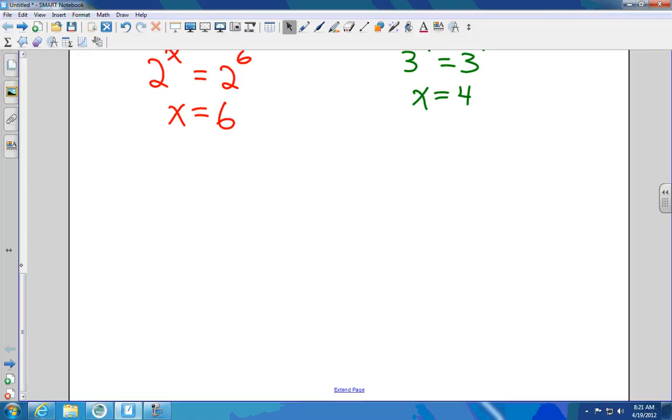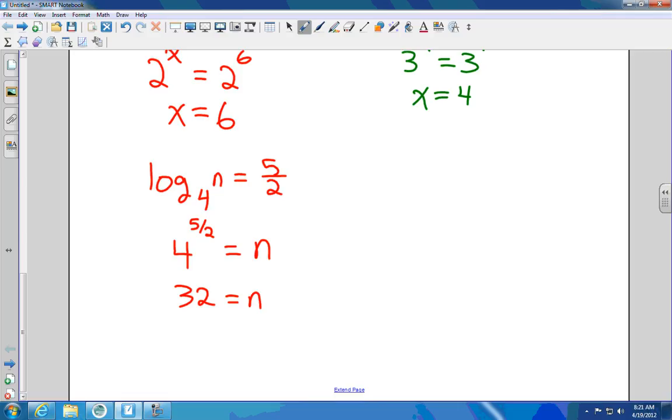So it says solve log base 4 of n equals 5/2. Only difference here is the variable's in a different spot. You're still going to write it in exponential form. What's your base? So we have 4. What's your exponent? So the 5/2 equals n. And I would type that in your calculator. 4 to the 5/2. Make sure you use parentheses. What? 32. So we have 32 equals n.